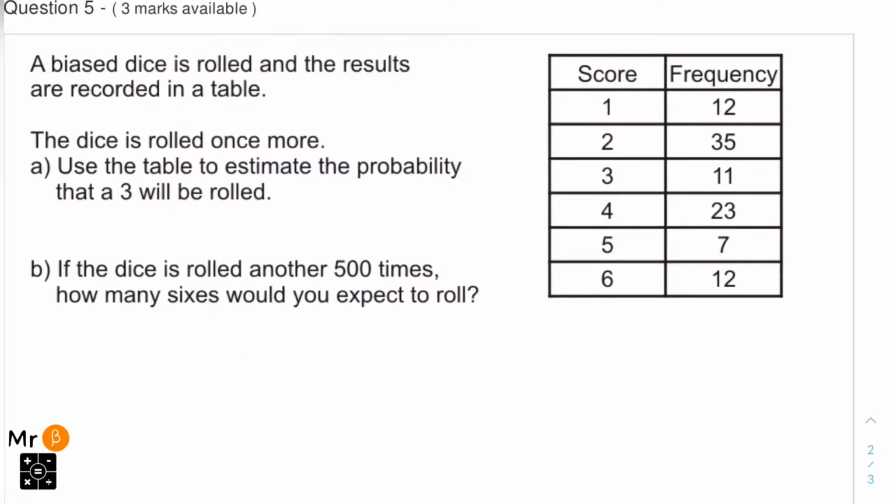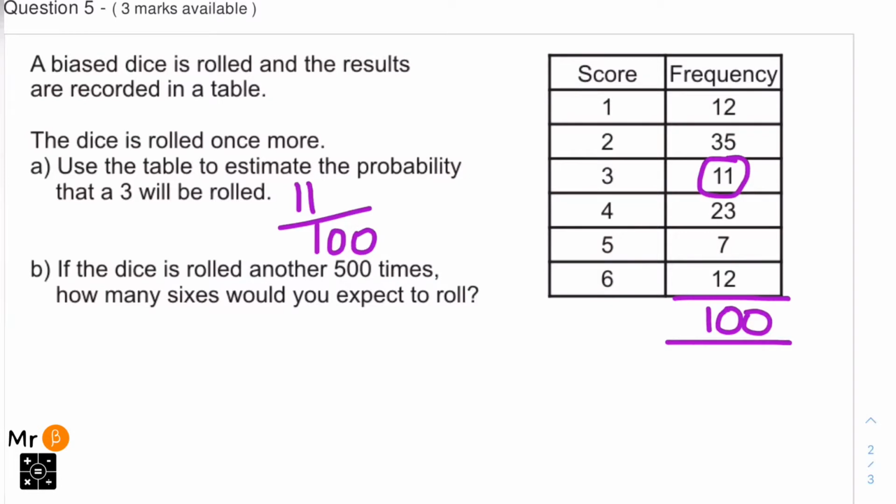So in our fifth question, this time it's given you as a frequency table. You can see, looking at the first column, that we've rolled a number 1 12 times, a number 2 35 times, and so on. It wants us to work out the probability that a 3 will be rolled. To work out the probability, you just need to work out the number it's been rolled over the total number of rolls in that table. So we need to add all those frequencies up. They add up to 100. So therefore our probability is 11 over 100.